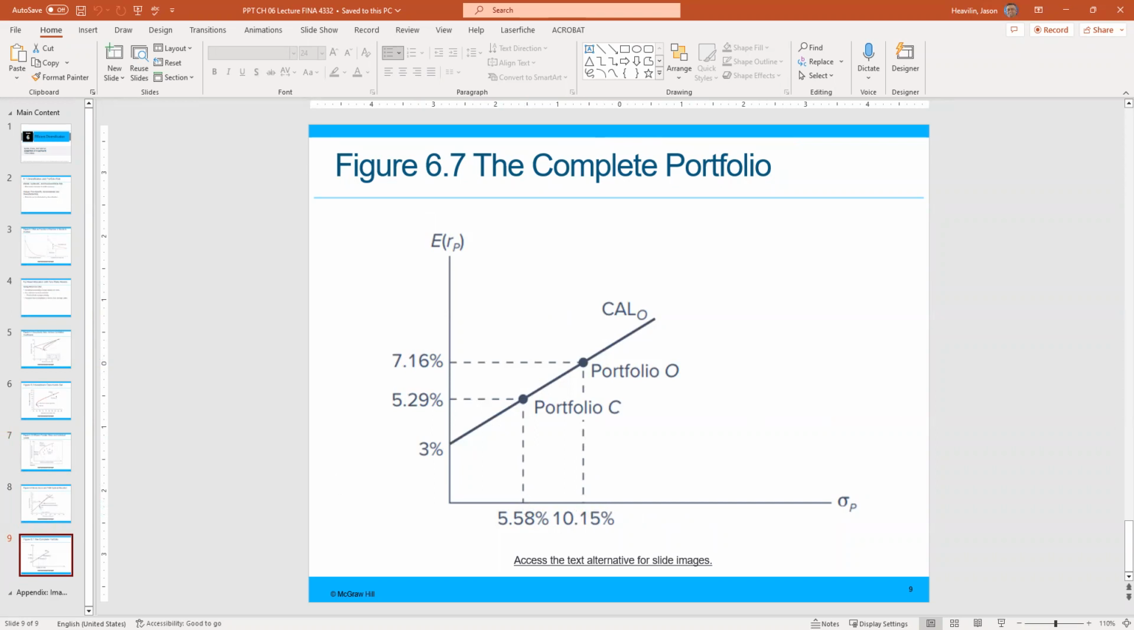And that's it for this video. Please watch the Excel sheet version related to this video with the capital allocation line.